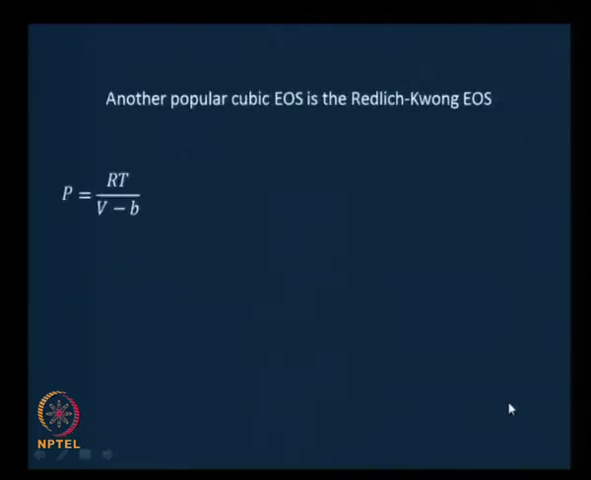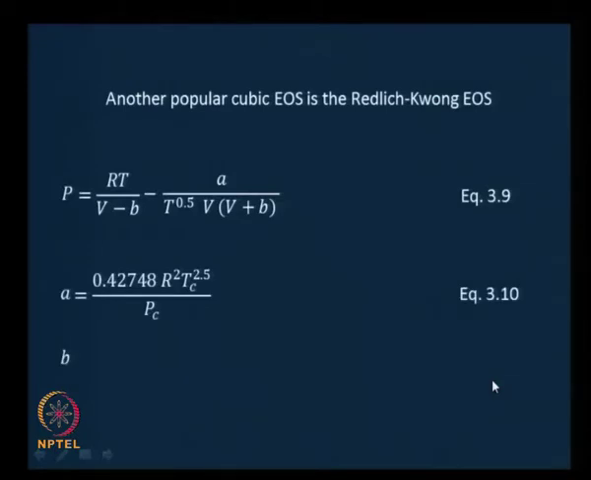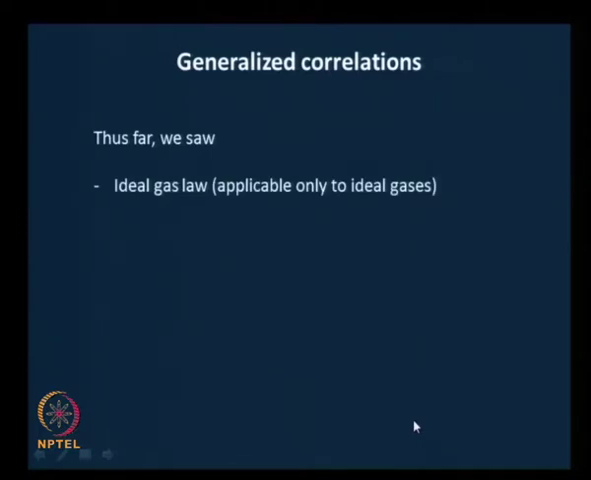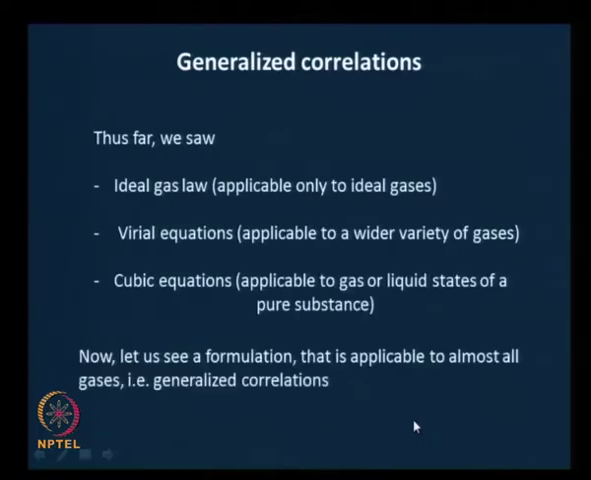The other popular equation that we saw somewhat extensively in this course is the Redlich-Kwong equation, P equals RT by V minus B minus A by T to the power 0.5 V into V plus B, and you have expressions from which you can calculate A and B. The generalized correlations come about something like this. We have the ideal gas law, we have virial equations applicable to a wider variety of gases typically, and cubic equations applicable to gas or liquid states of a pure substance with more ease. You could apply the virial equations too, but the cubic ones are with more ease.